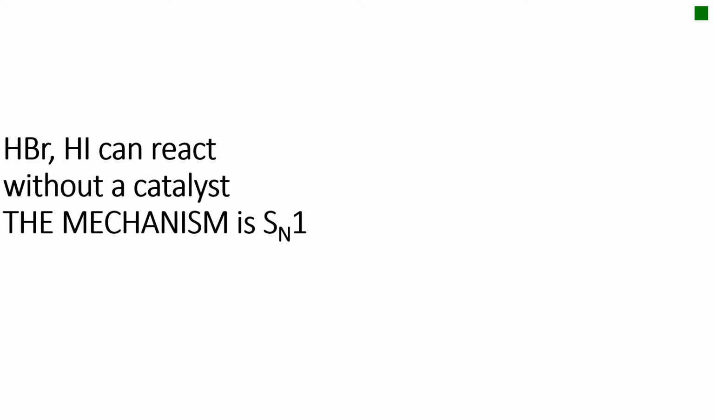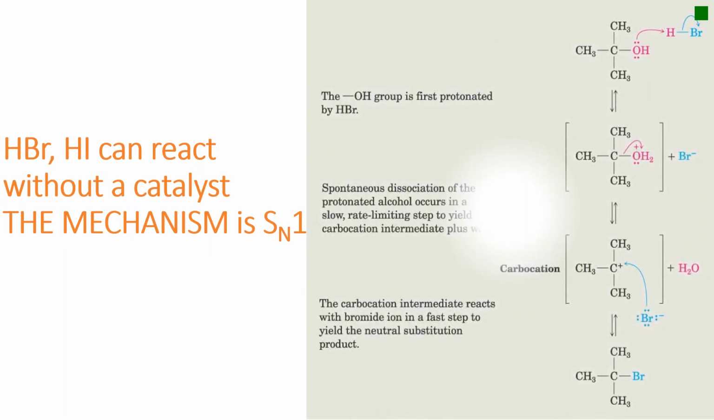Hydrogen bromide and hydrogen iodide can react without a catalyst, and the mechanism in this reaction is SN1. In the first step, the OH group is protonated by the hydrogen bromide to form a good leaving group, which is water. In the second step, there is spontaneous dissociation of the protonated alcohol, which occurs in a slow and rate limiting step to yield a carbocation intermediate plus water. And in the last step, the carbocation intermediate reacts with the bromide ion to yield the neutral substitution product.